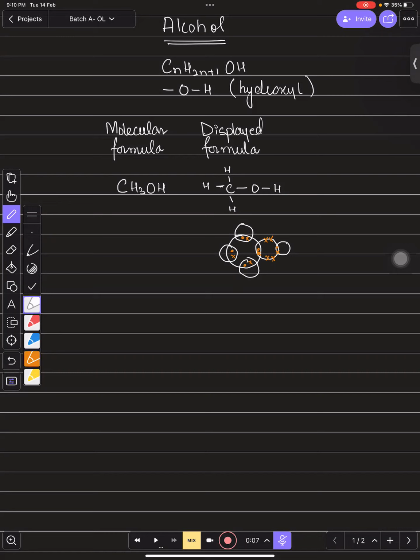Then we have one more type of formula which is known as condensed formula. In this type of formula, you can write just like this, CH3, and you can combine OH like this. You don't need to make a difference of O and H over there. You don't need to show the different bond of O and H over here. You can combine these 2 atoms together.